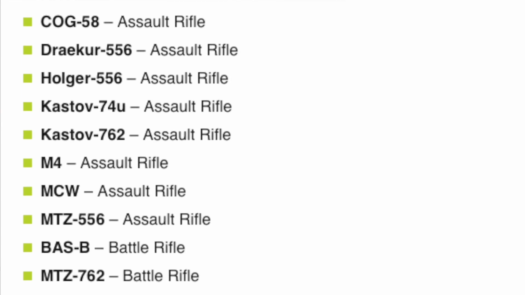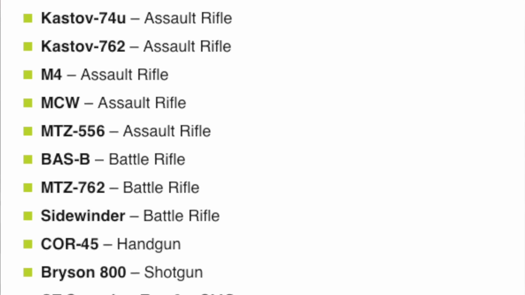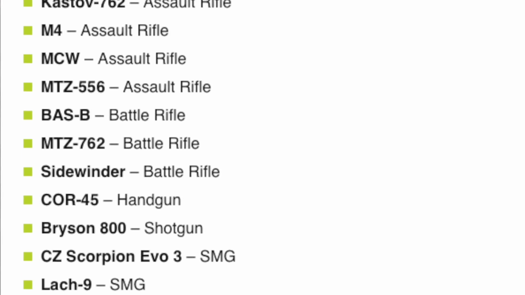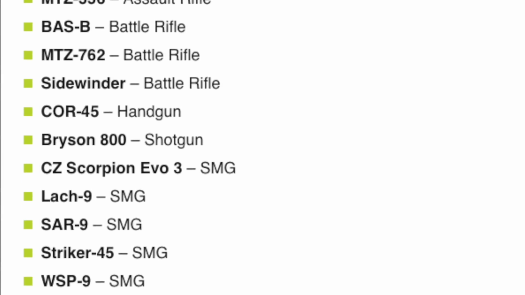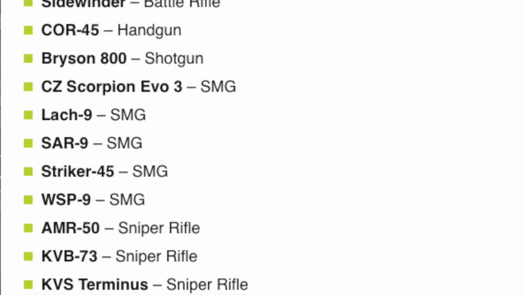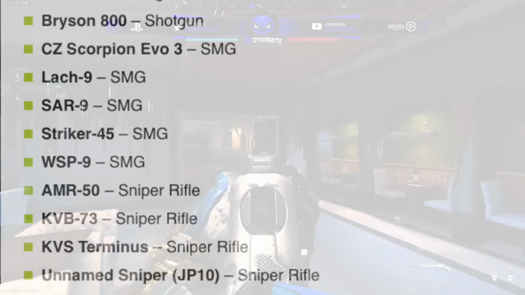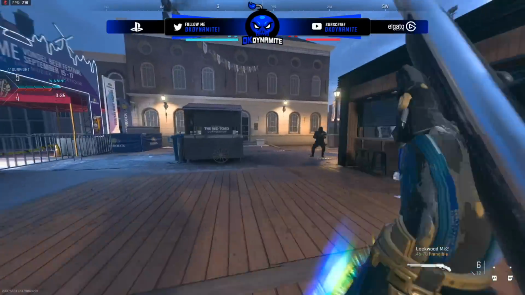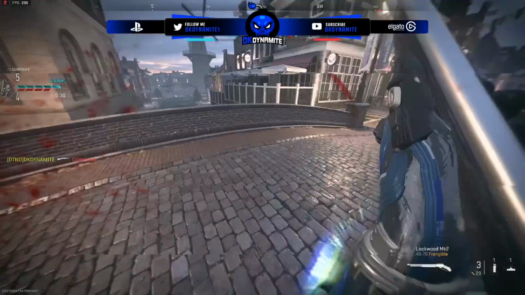Then when it comes to battle rifles, we have the Bass B, the MTZ 762, the Sidewinder. Moving on to handguns, we just have the Core 45. For a shotgun, we have the Bryson 800. For SMGs, we have the Scorpion Evo 3. We have a Lock 9, a SAR 9, a Striker 45, a WSP 9. For snipers, we have the AMR 50, KVB 73, and the KVS Terminus, followed by an unnamed sniper, which is codenamed the JP10. Now, I'm not a gun expert, so I apologize if I butchered any of those names.